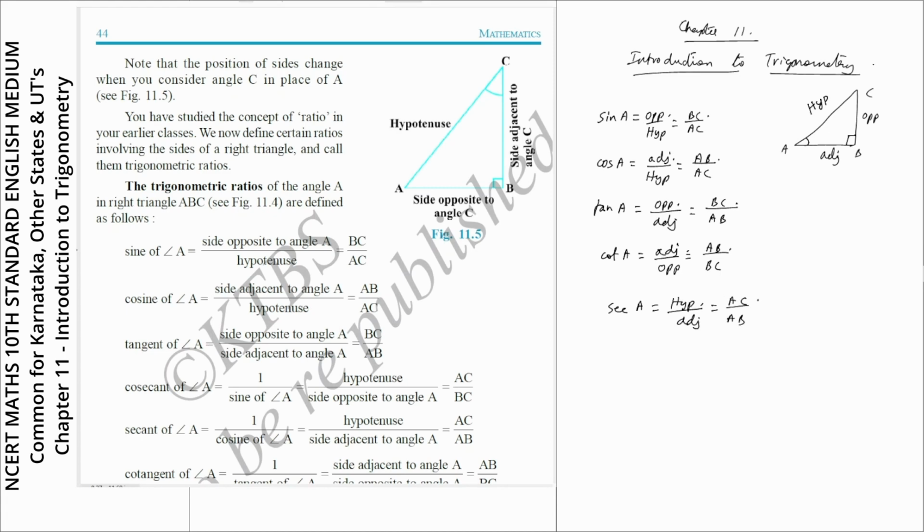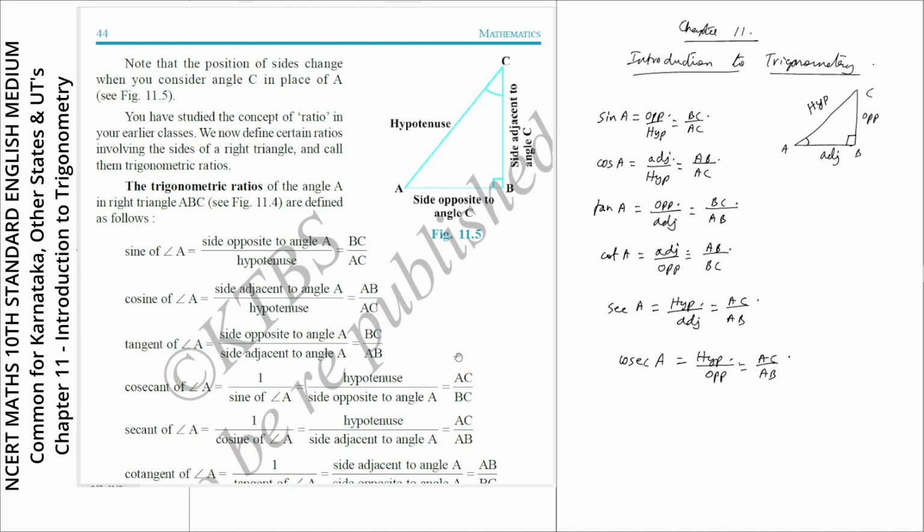Similarly, cosecant of angle A, in short form cosec, is defined as hypotenuse side by opposite side. So this is nothing but AC by BC.